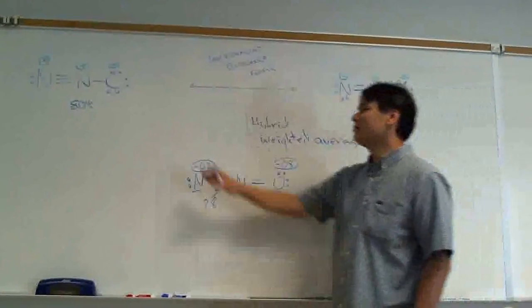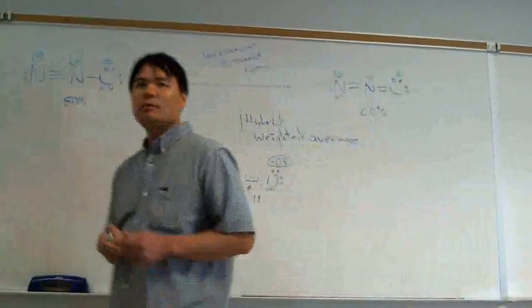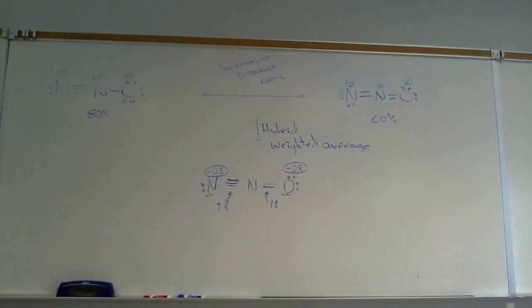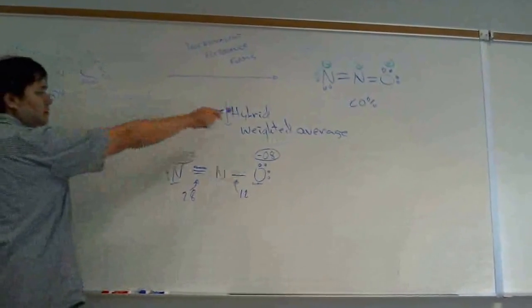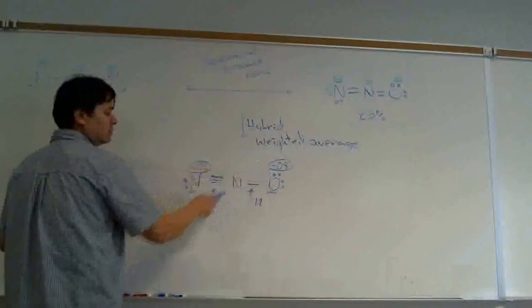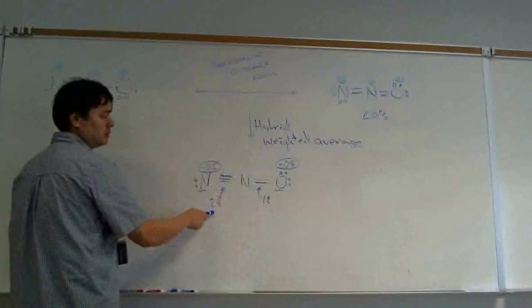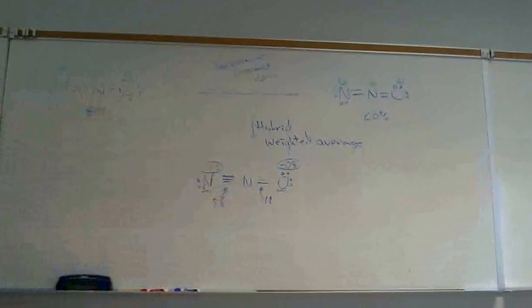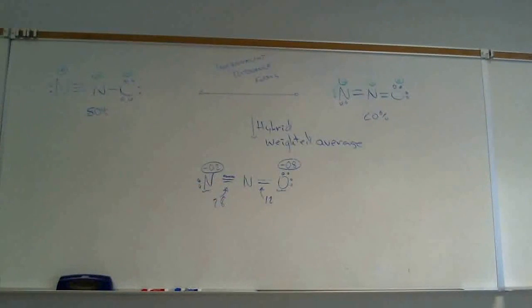If we did a 70-30 hybrid, what would we get? If we did a 70%, 30% hybrid, then this would be 2.7, and this would be 1.3. That would be it. Why did I choose an 80-20?